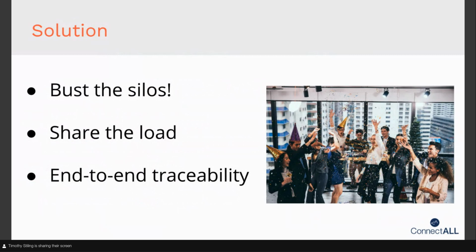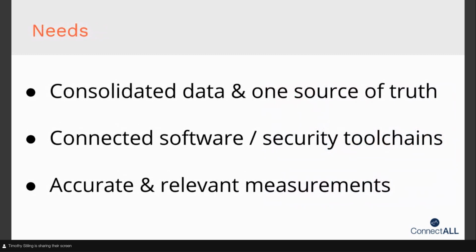Now, in order to do that, we need to have end-to-end traceability. So I can't just be measuring and looking at what's happening in my development environment, just like Doug can't just be focused on what's happening in his security environment. We need to work together. So in order to work together, we've got some needs. The first thing we need to do is be able to consolidate our data and have one source of truth for us to be focused on. We need to make sure that our software and our security tool chains are connected so that I'm not holding him up and vice versa. We can see the flow together. And then finally, we need accurate and relevant measurements to make this work.